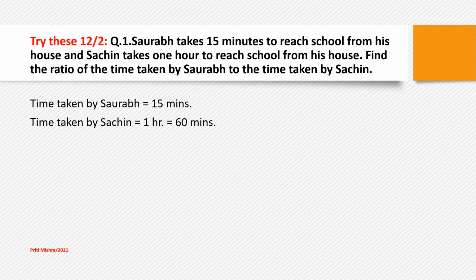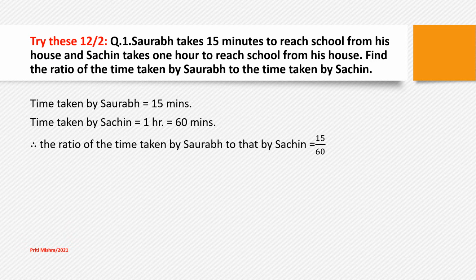And we have learned that we have to keep both the quantities in the same unit. So we have converted 1 hour into minutes, that is 60 minutes. Thus the ratio of the time taken by Saurabh to that by Sachin is 15 by 60. SCF is 15. So divide numerator and denominator both by 15 to bring this into the lowest term, 1 by 4, and the final answer 1:4.